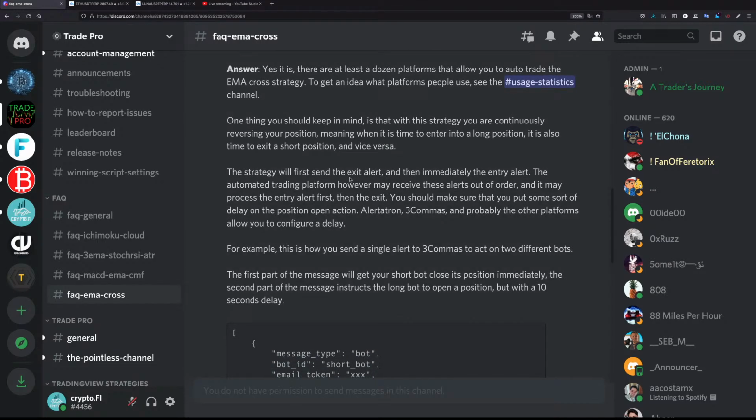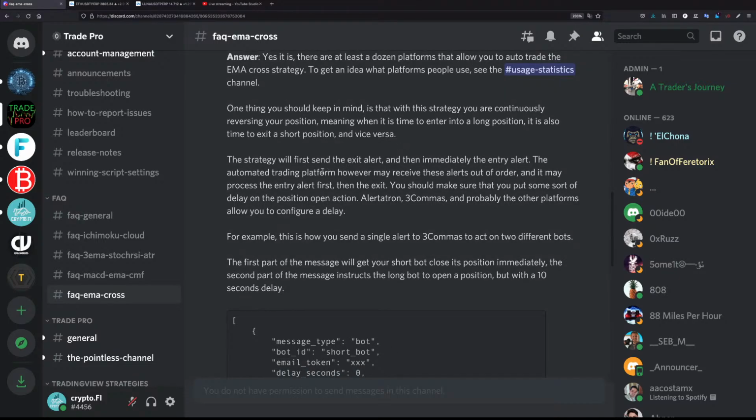One thing you should keep in mind is that with this strategy, you are continuously reversing your position. Meaning when it is time to enter into a long position, it's also time to exit a short position. This is only if you enable both longs and shorts, because if you run only with one of them, you will not need that. The strategy will first send the exit alert.